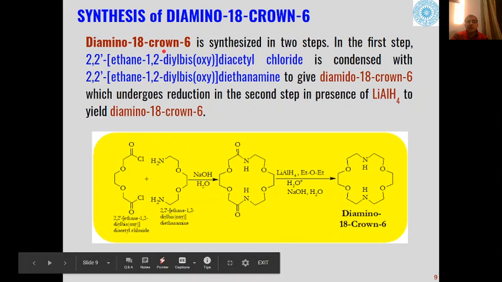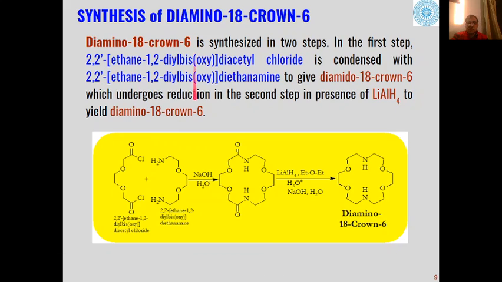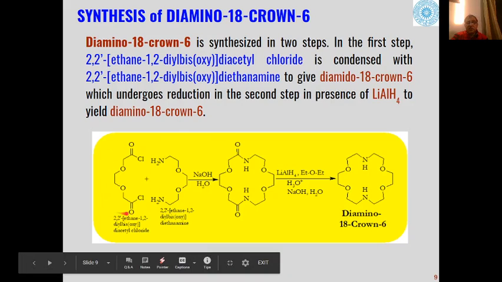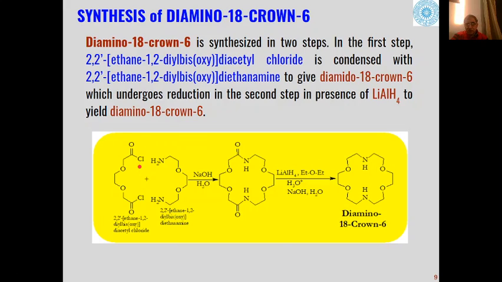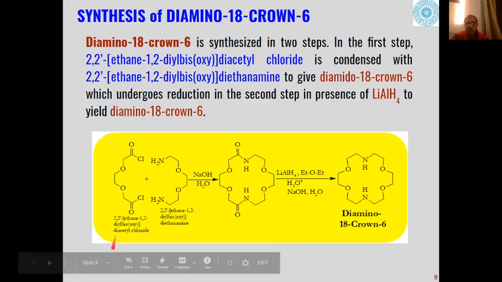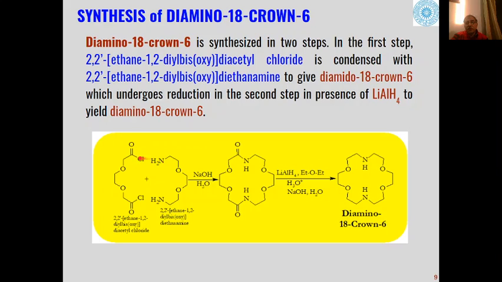Similarly, diamino 18-crown-6 can be synthesized. This again can be synthesized in two steps. First is the carboxylic acid derivative of this ether. 2,2-ethane-1,2-diylbis oxy diacetyl chloride is reacted with this diamine, and we know that H from here and Cl from here will form an amide linkage at both the places.